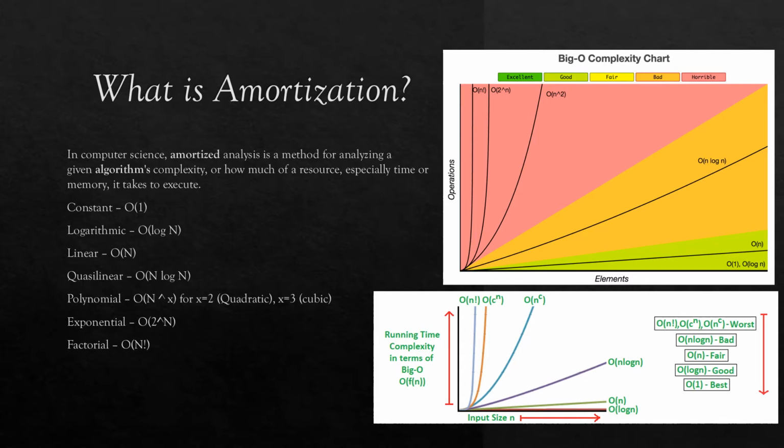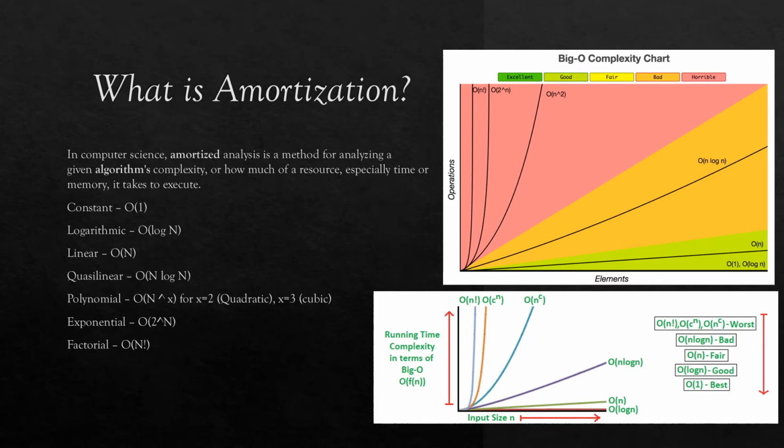The second one is logarithmic, which is O of log n, where n is the size of the input given to an algorithm at a given point of time. The third one is called linear, which is O of n. The next one is quasi-linear, O of n log n. Then we'll talk about polynomial, which is O of n to the power of x. If x equals 2, it becomes O of n squared, which is quadratic, and if x equals 3, it becomes cubic, which is O of n cubed.